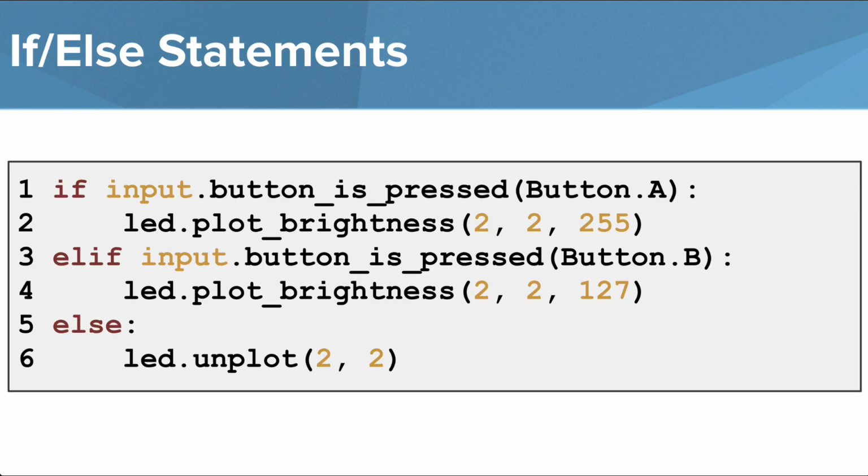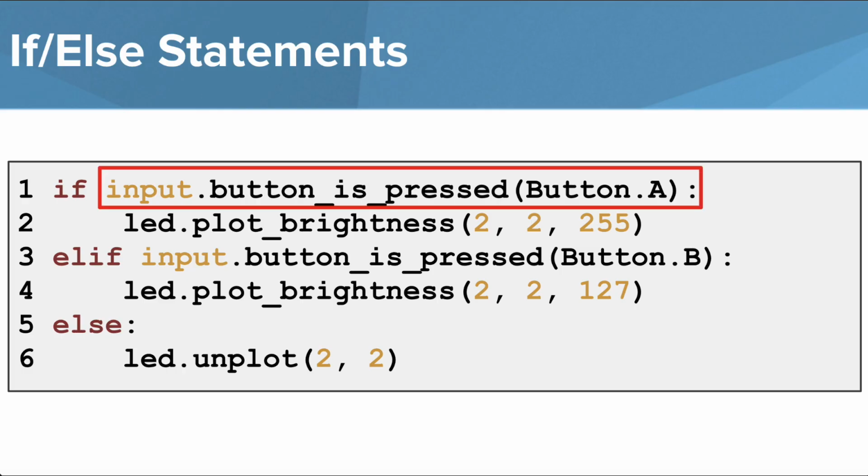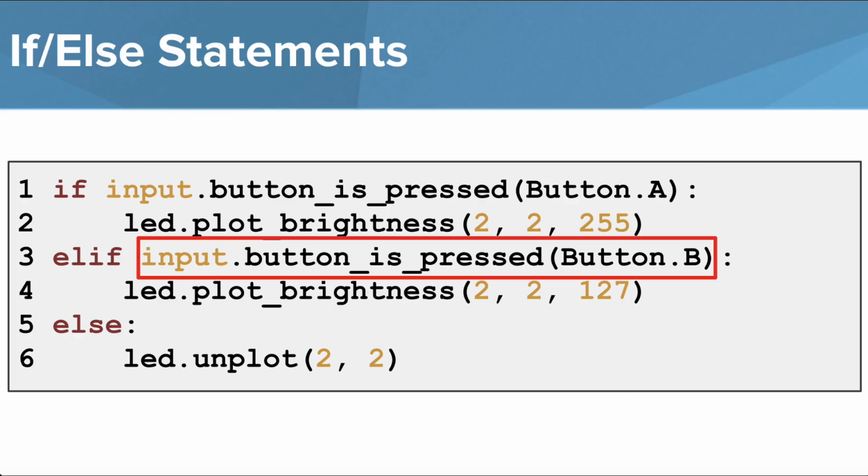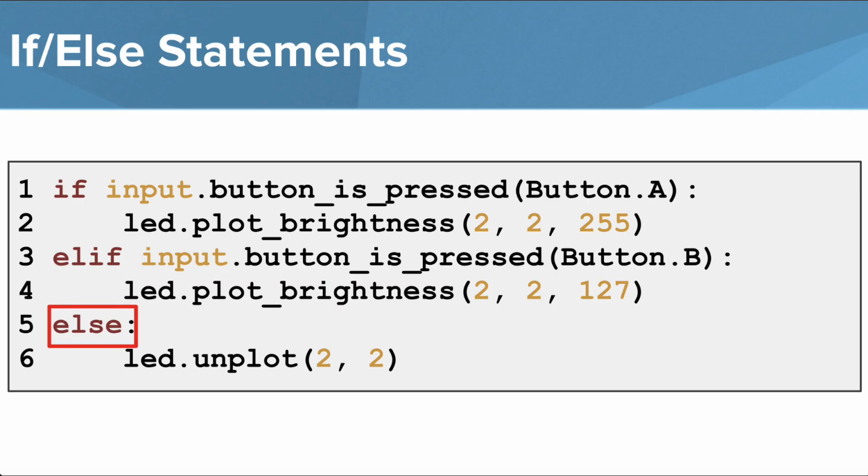In this example, there are three scenarios that will run different commands based on the value of the buttons. The first condition is checking if button A is pressed. If it is, the center LED will be lit at full brightness. The second condition is checking if button B is pressed. If it is, the center LED will be lit at half brightness. In any other scenario, the center LED will be turned off.